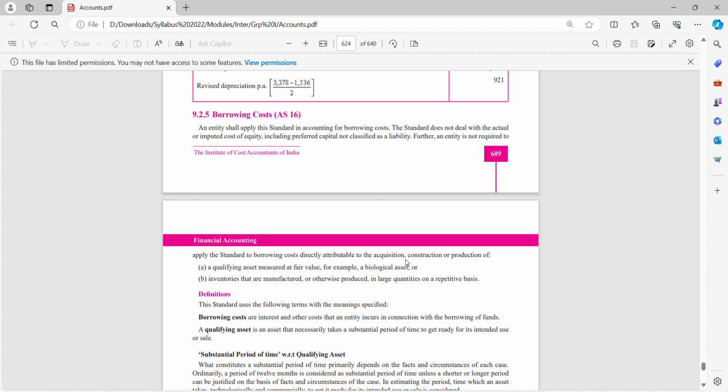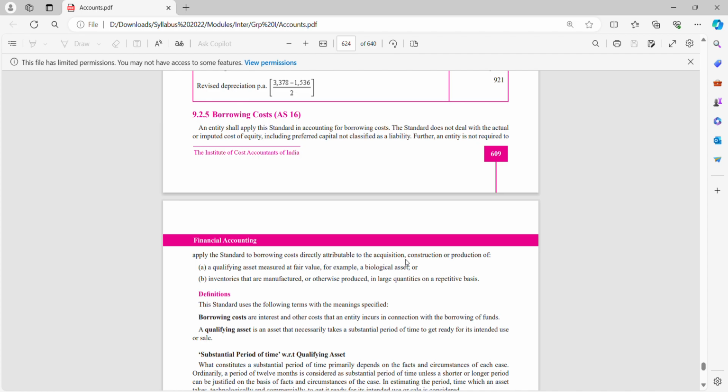What is borrowing cost? An entity shall apply this standard in accounting for borrowing cost. Okay, that is done. Now, the standard does not deal with actual or imputed cost of equity, including preferred capital not classified as a liability. Standard does not deal with actual cost or imputed cost. Imputed means not the actual cost.